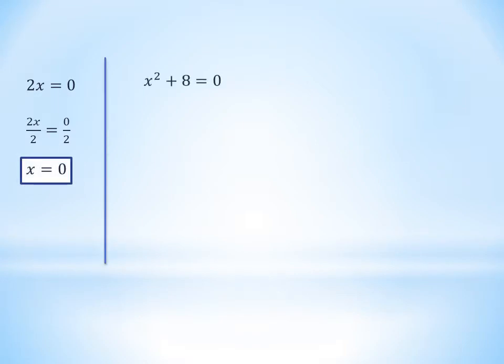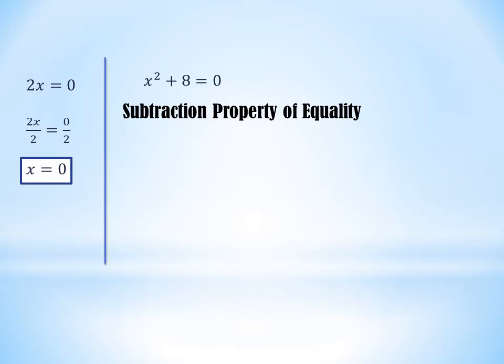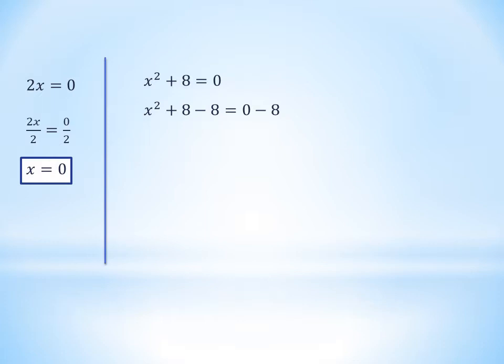For the second factor, we have x squared plus 8 equals 0. Using the subtraction property of equality to find the value of x, we now have x squared plus 8 minus 8 equals 0 minus 8. For the left side of our equation, we know that positive 8 minus 8 is just equal to 0, and 0 minus 8 is equal to negative 8. Therefore, we now have our equation x squared equals negative 8. To find the value of x, we will now extract the square roots of the values from both sides of the equation.